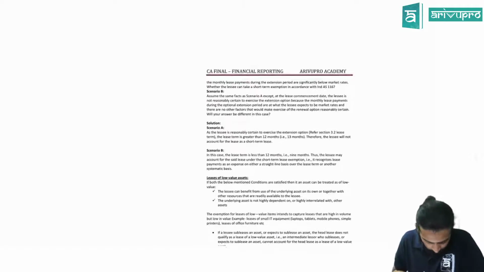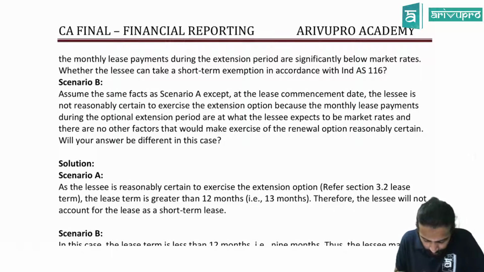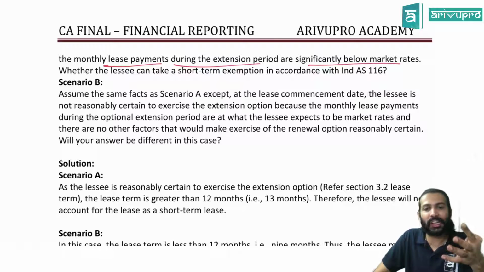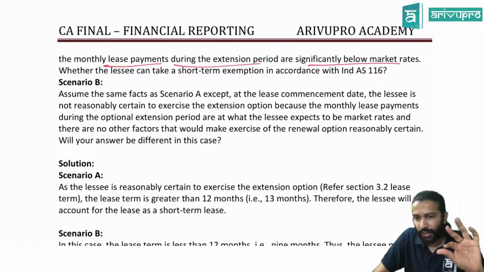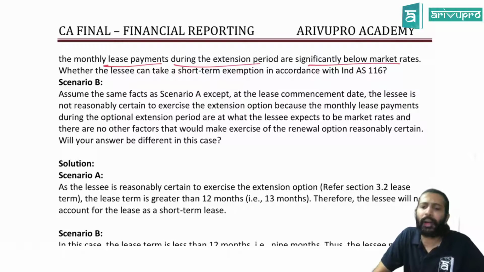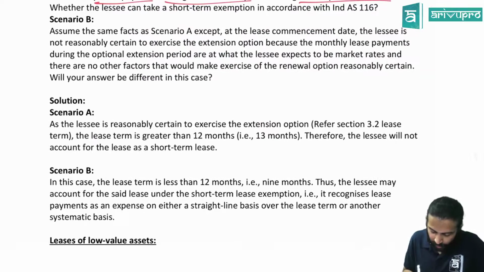Why? Because the monthly lease payments during the extension period are significantly below market rates. So lessee is reasonably sure at the contract date only that he's going to extend it. Meaning it's not going to be just 9 months now. It's going to be 9 plus 4, 13 months. Because during the extension period, let's say the lease rental in the market is 10,000 per month, but lessor told you pay me only 8,000. That is good for me. I mean significantly lower than market rent. Hence, he is reasonably certain that he'll exercise. Now tell me, sir, what will be the lease term? Lease term in the first scenario will be how many months?